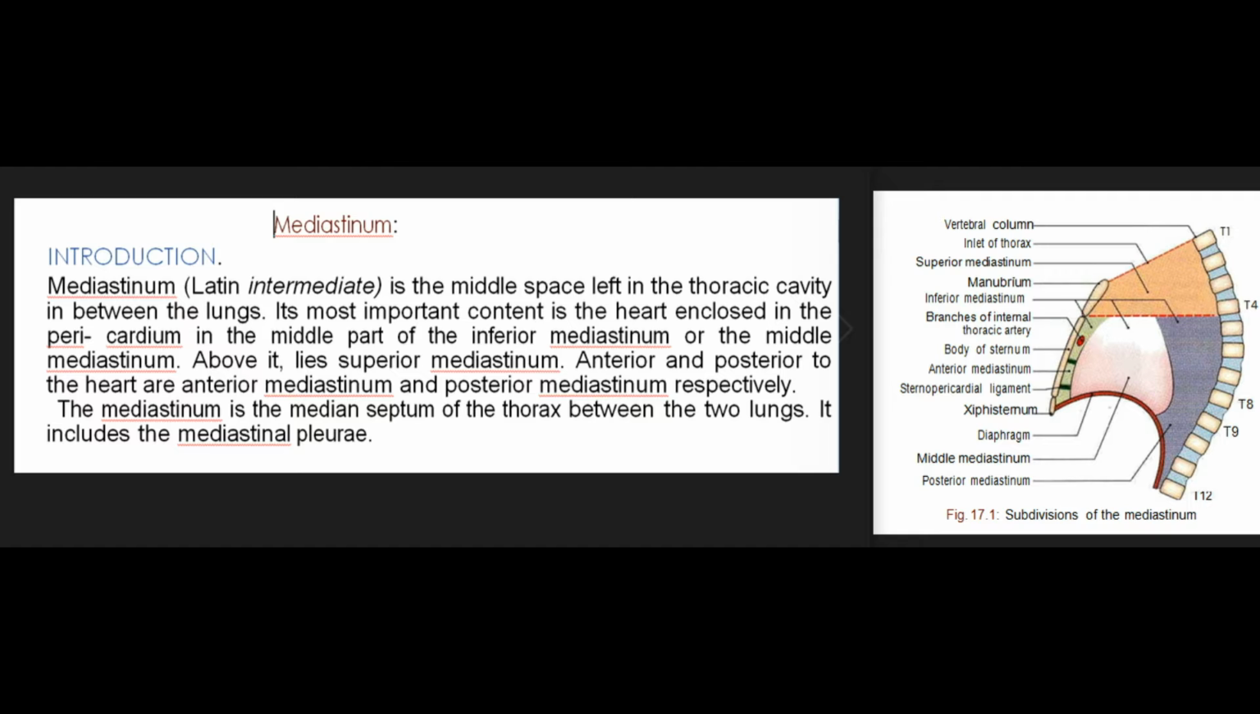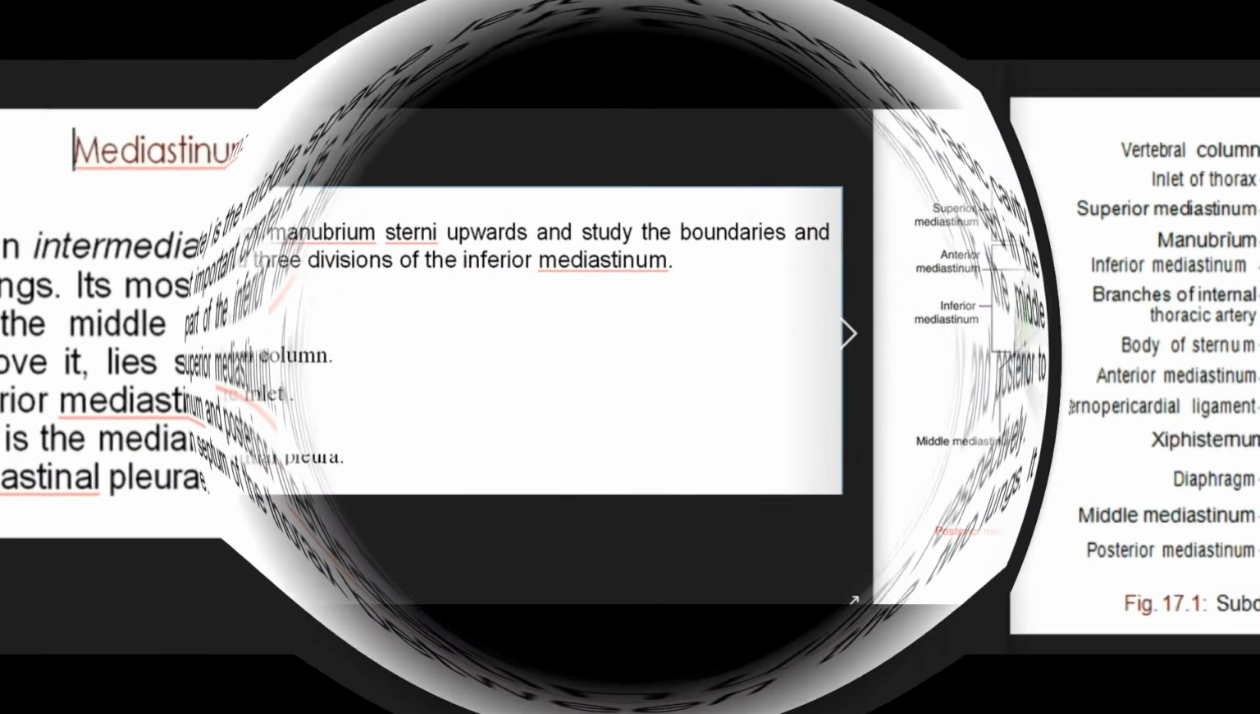Mediastinum, Introduction. Mediastinum, Latin for intermediate, is the middle space left in the thoracic cavity in between the lungs. Its most important content is the heart enclosed in the pericardium in the middle part of the inferior mediastinum, or the middle mediastinum. Above it lies the superior mediastinum. Anterior and posterior to the heart are the anterior mediastinum and posterior mediastinum respectively. The mediastinum is the median septum of the thorax between the two lungs. It includes the mediastinal pleurae.